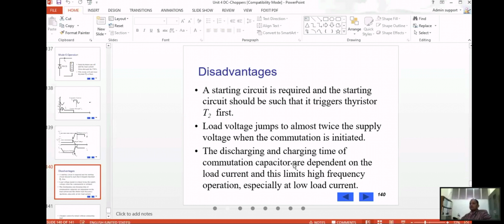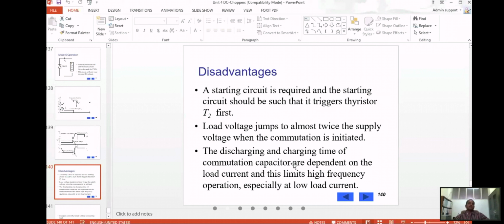The disadvantage of this circuit is that a starting current is required, and the starting circuit should be such that it triggers thyristor T2 first. Initially the capacitor needs to be charged, so to charge the capacitor, thyristor T2 should be triggered first. So that is the disadvantage. The capacitor needs to be charged in the initial case, and the starting circuit should trigger thyristor T2 first.